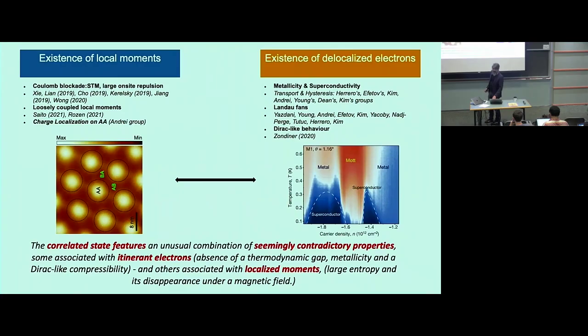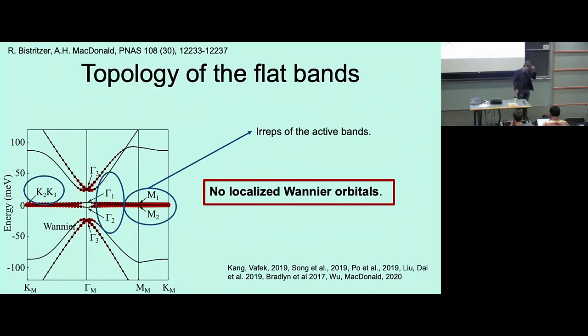Well, there's a way to derive this kind of dual description. The way to derive it is to go to the Bistritzer-MacDonald model and then to realize that these 2 flat bands per valley per spin don't have a localized description because they're topological. Now, the topology was pointed out early on in this series of papers. There are more papers, but there's only that much space. It has to do really with the fact that there are the wrong symmetry representations at the gamma point.